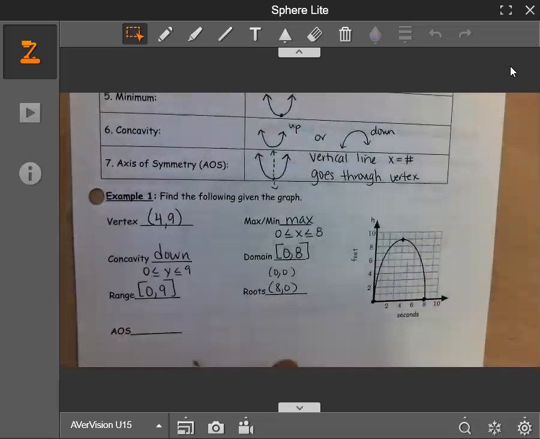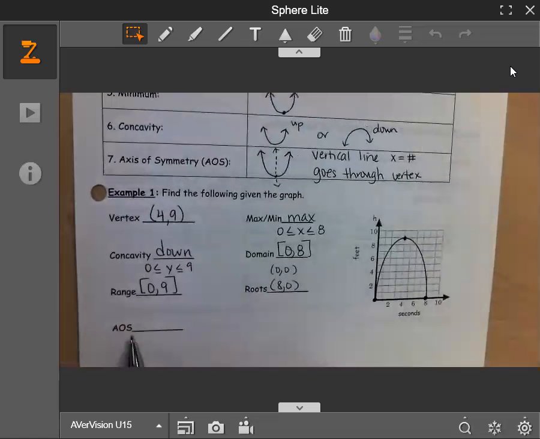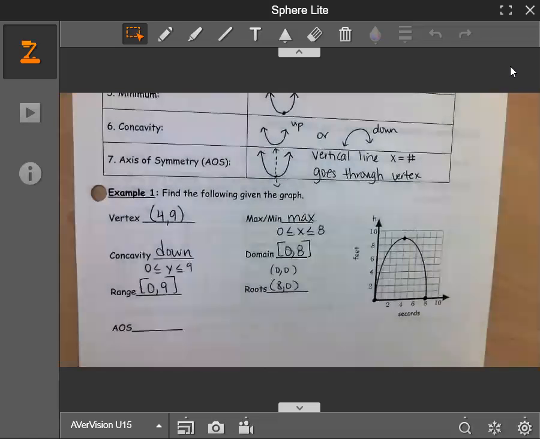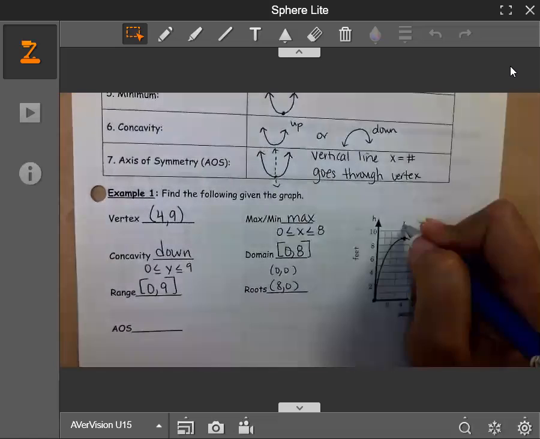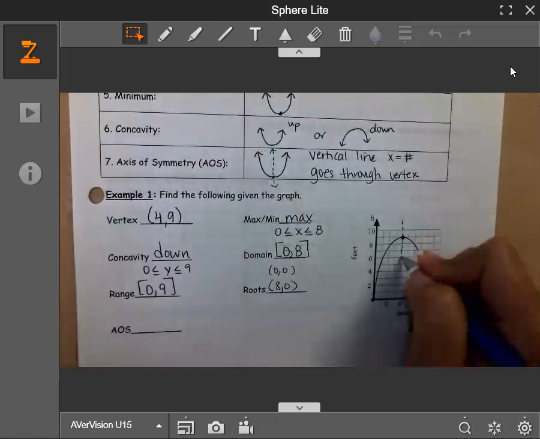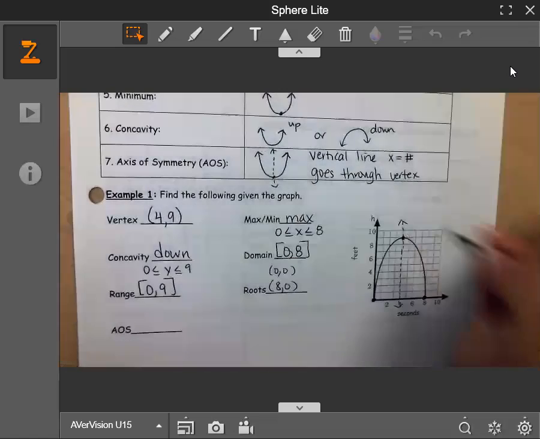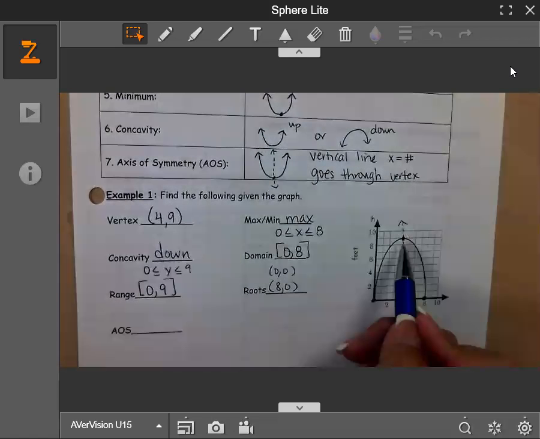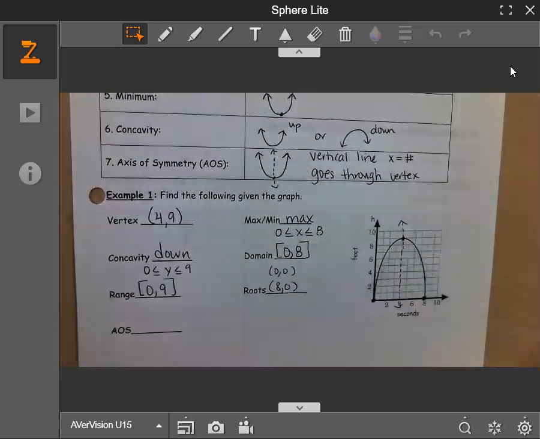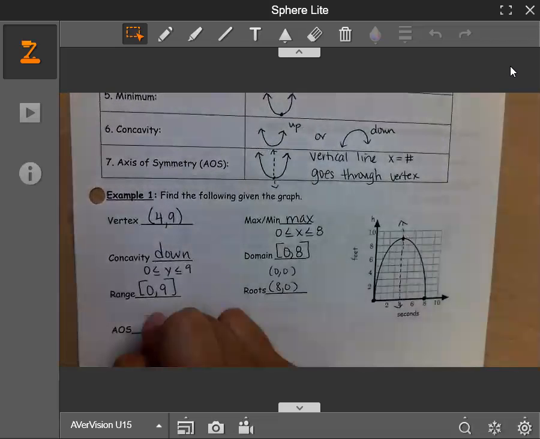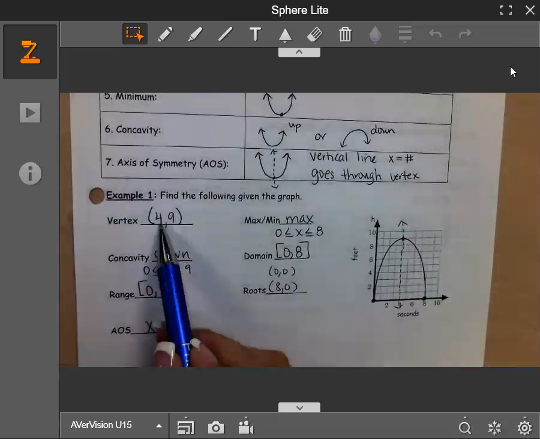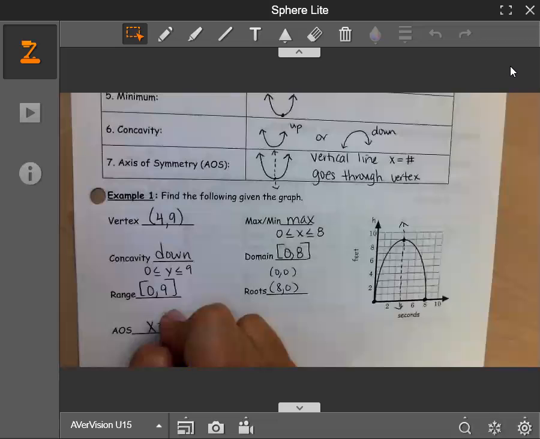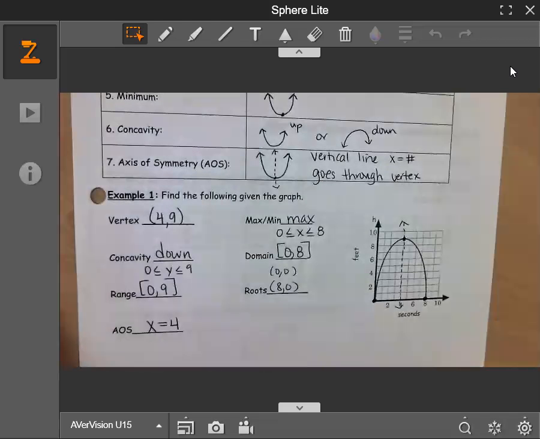Our axis of symmetry, that's our AOS. We said that's the vertical line that cuts this in half, where everything on one side of the line is exactly the same as the other side. So this would be our axis of symmetry right there. Again, it goes through the vertex, so it's going to be x equals whatever that x value of the vertex is. That's going to be 4 in this case. It is a line, so you have to write it as the equation of a line.